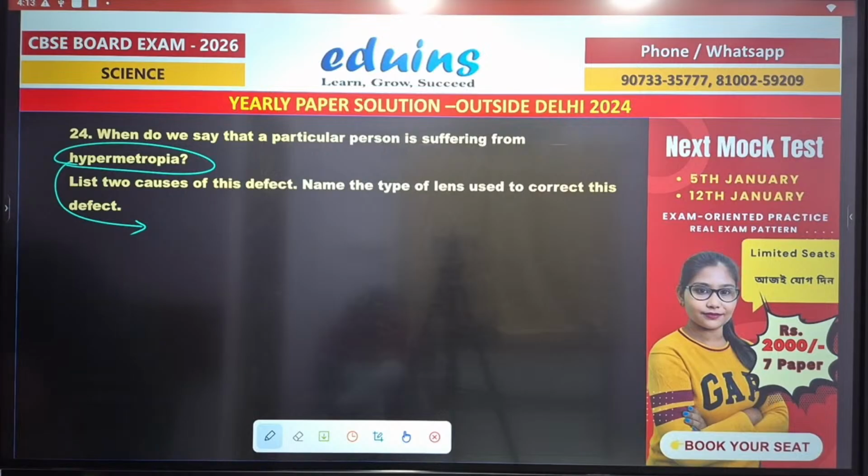Okay, Arjun said that a person suffers from hypermetropia when the focal length of the eye lens is too long.